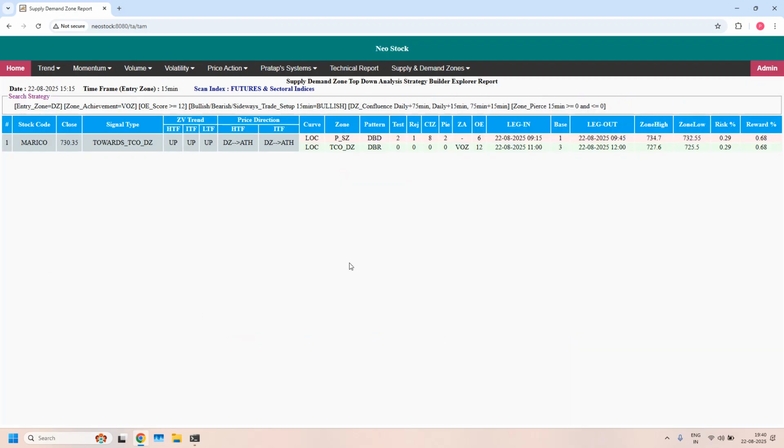Now we got only one stock. This 15 minutes demand zone is overlapped with 75 minutes demand zone. Both together again overlapped with the daily demand zone. And daily trend is uptrend. Let us further filter based on daily demand zone having daily EMA or not.